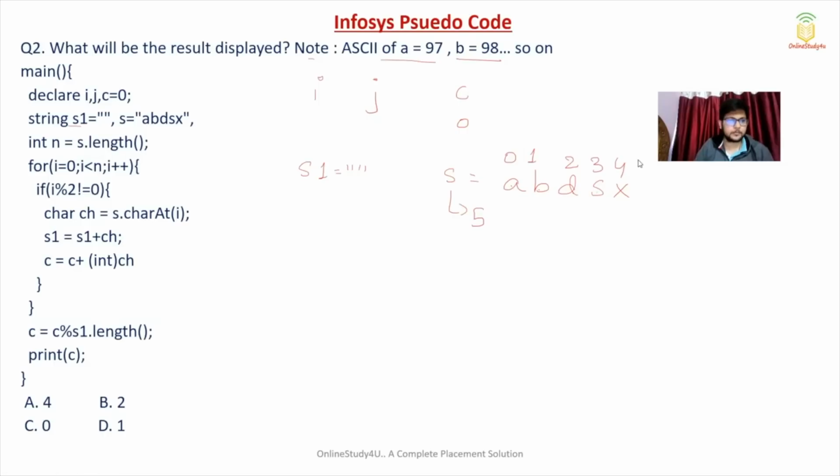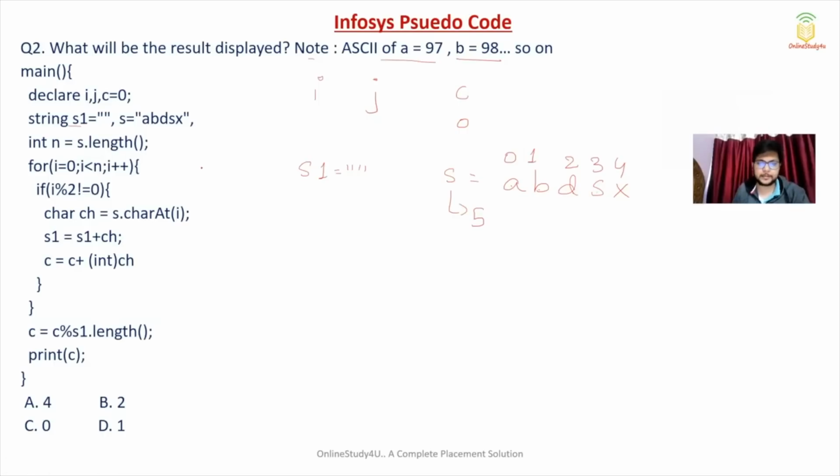Then int n is equal to s dot length, so basically n stores 5. Then I am iterating from 0 to n minus 1, because it is less than n. If I mod 2 is not equal to 0, whenever my index is odd, I take out the character and concatenate it to the string s1. This is happening only when the index is odd.